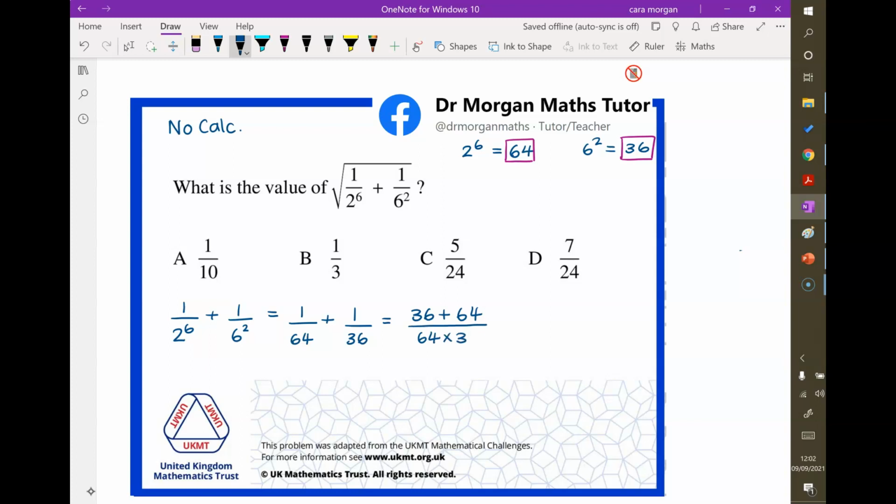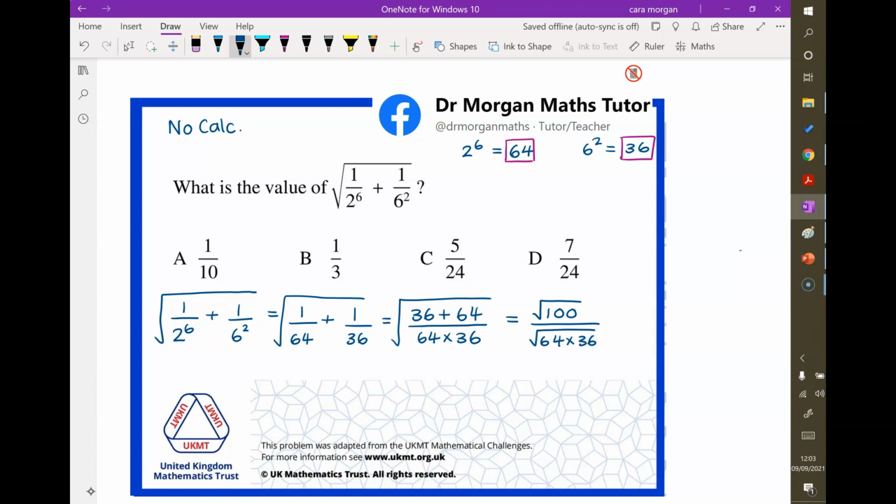Now, because I was trying to find the square root of that expression, I'm going to find the square root of this now. And I notice that when I add 36 and 64, I get another square number, which is 100. And I notice that those are both square roots on the denominator. Now, when I square root a fraction, I can square root the denominator and I can square root the numerator as well. It means exactly the same thing.